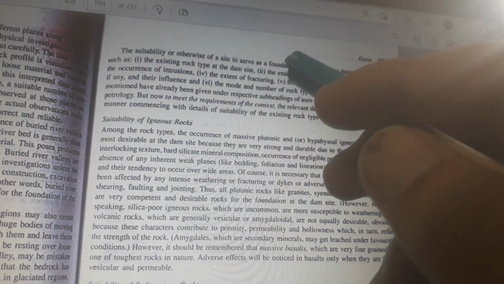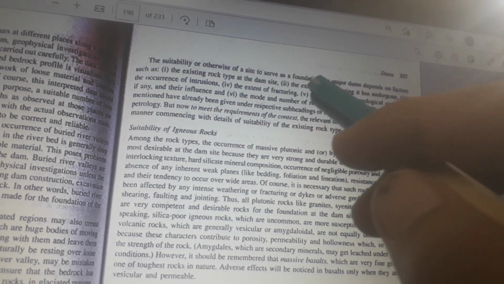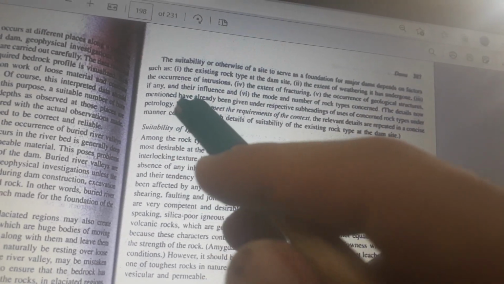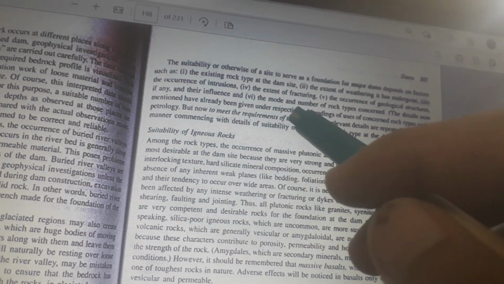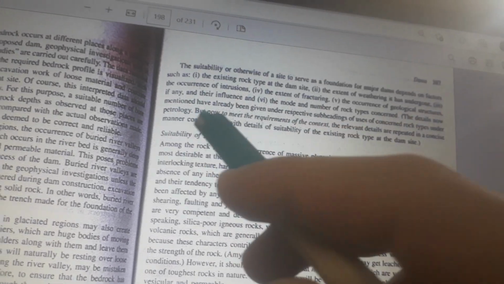The suitability or otherwise of a site to serve as a foundation for major dams depends on factors such as: first, the existing rock type at the dam site; second, the extent of weathering it has undergone. But now, to meet the requirements of the context, the relevant details are repeated in a concise manner. Commencing with details of the suitability of the existing rock types at the dam site.